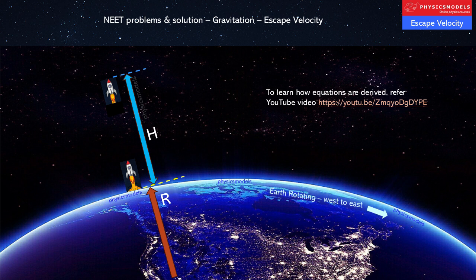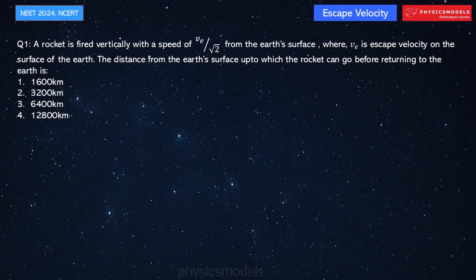The rocket is launched from the surface of the Earth and goes up to a height h, which is marked there. If you want to know the derivation of the equations, please refer to the video link that I have put on the screen. In the first problem, we have the launch velocity of the rocket. We have to find among the options the height up to which the rocket will go. It's a finite value as it's given that the rocket will fall back to Earth.